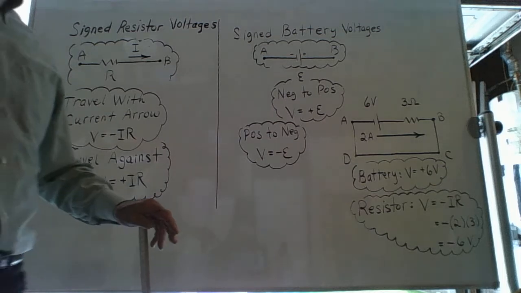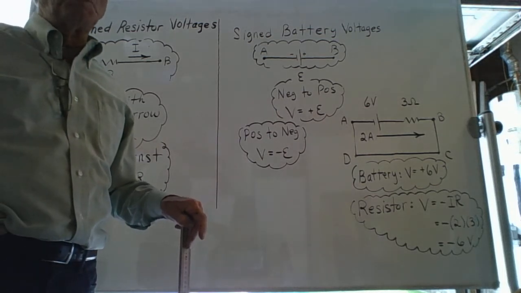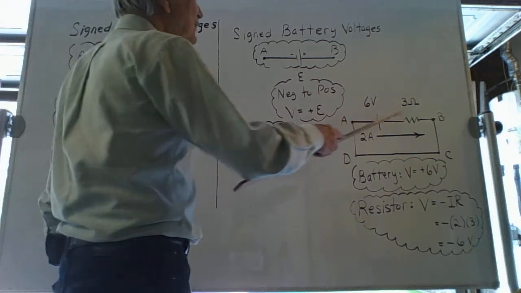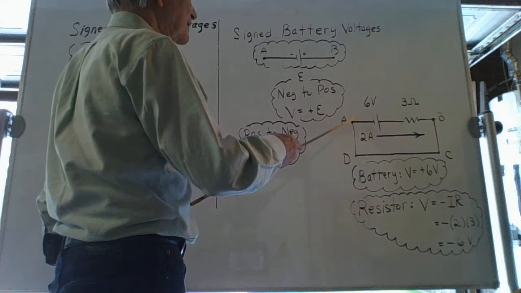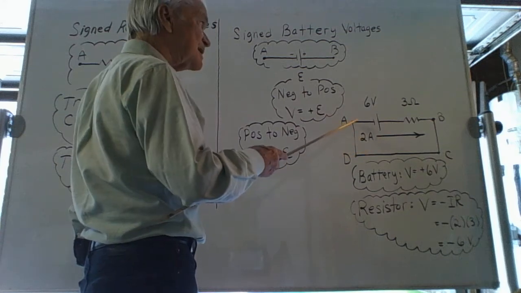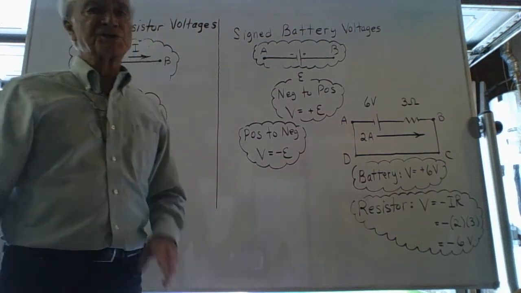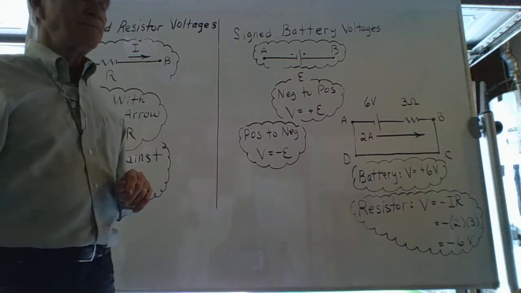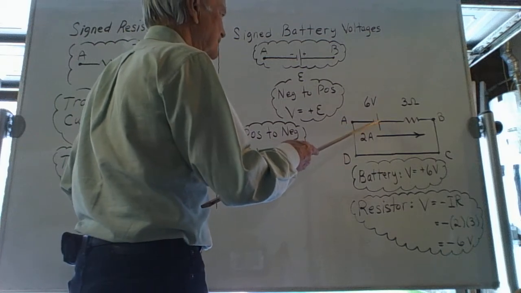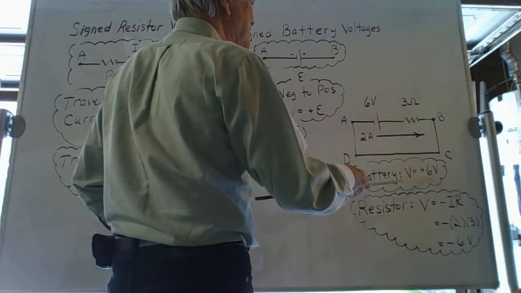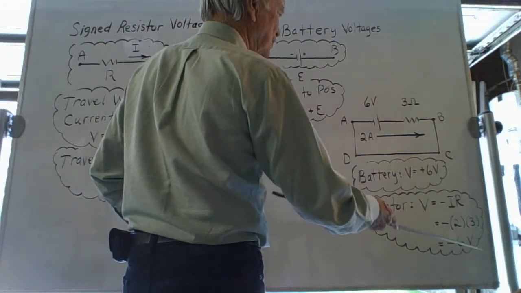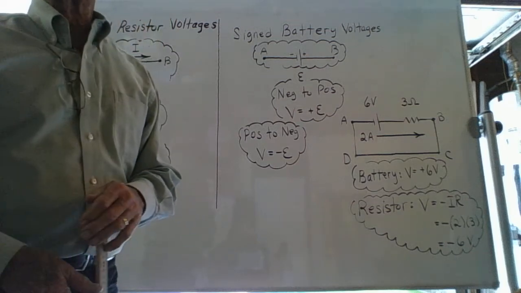I'm going to point out something that we'll make reference to more than once in the coming work. As we travel all the way around the circuit, ending up at the starting point, in other words, for example, from A to B to C to D to A again, the sum of the signed voltages that we encounter is 0. Check it out. From negative to positive for the battery, it's a positive 6 volts. For the resistor, it's a negative 6 volts. The sum of 6 and negative 6 is 0.